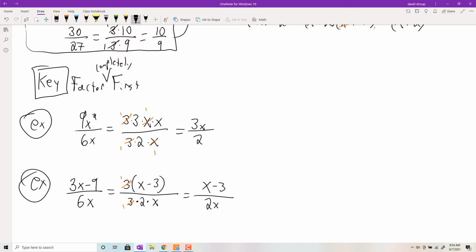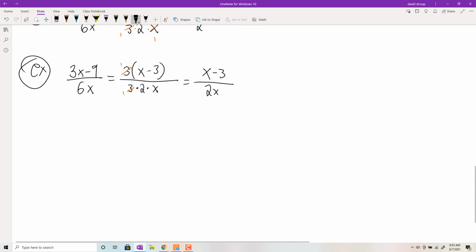Back before the pandemic, I would teach people to just leave parentheses around there so you're not even tempted to cancel the x's. And the parentheses tell me that's one factor right there. The x minus 3 is one symbol unto itself. It's one factor. You can't remove the x part of it without having trouble. So, yeah, hopefully that makes some sense.